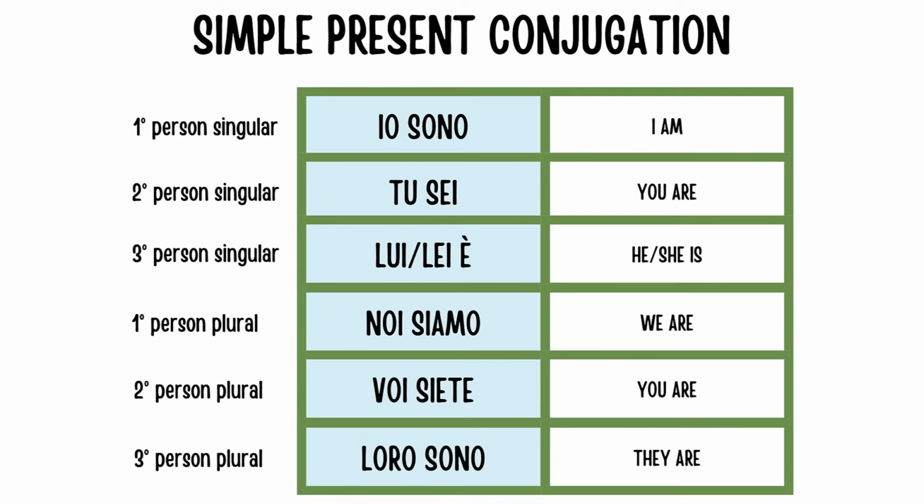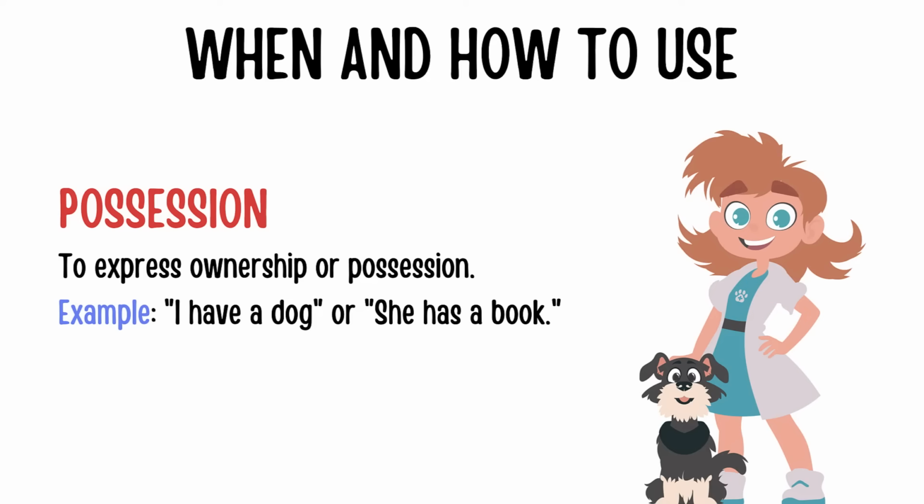And now avere, to have in English. When and how to use. First thing is to express ownership or possession. For example, I have a dog. Io ho un cane. She has a book. Lei ha un libro.